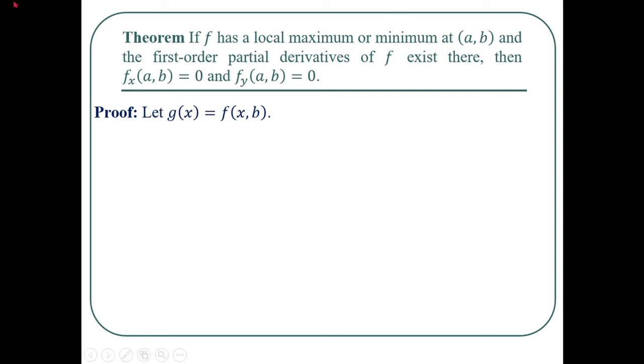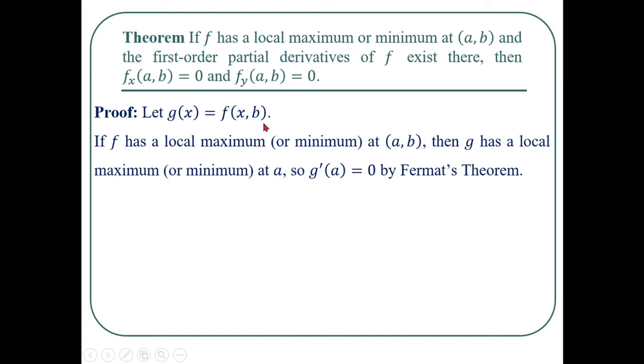See, if we denote that function f of x,y at the point y is equal to b, that is f of x,b, as g of x, because when we check f of x,y at y is equal to b, then that function f of x,b becomes a function of only one variable x. So you can denote it by g of x as a function of single variable x. So let g of x is equal to f of x,b.